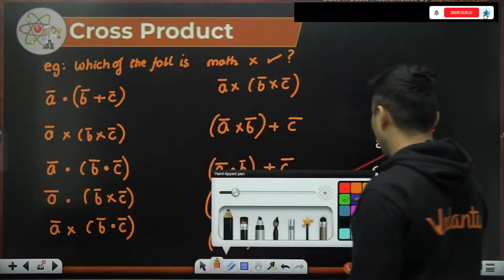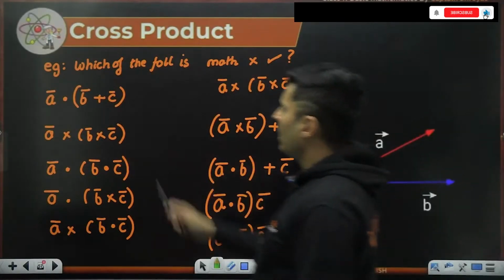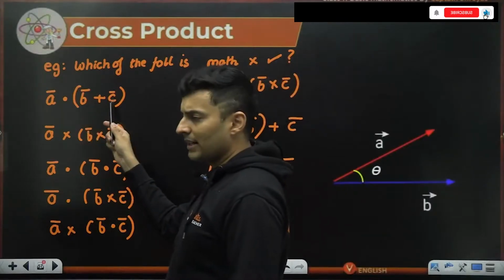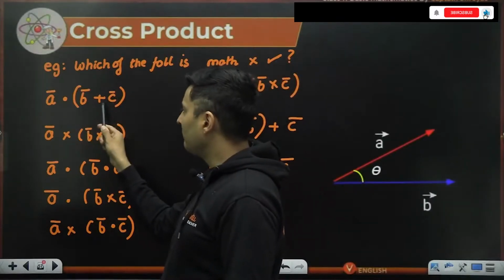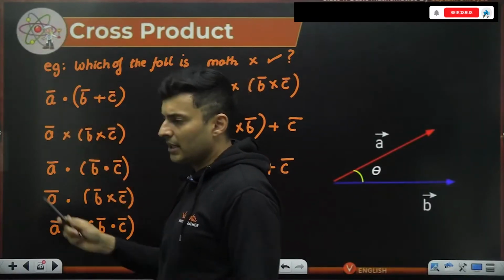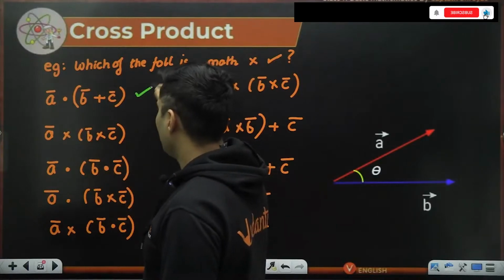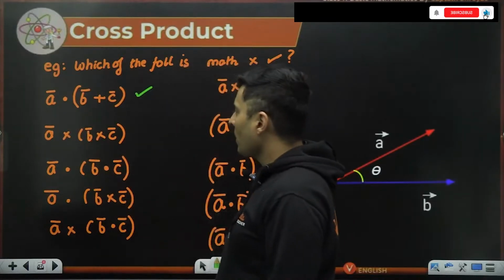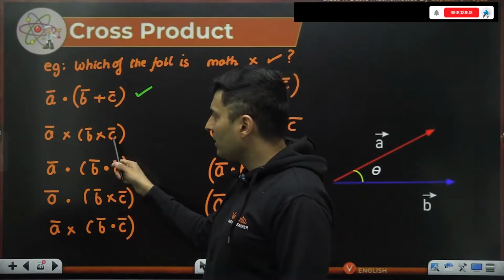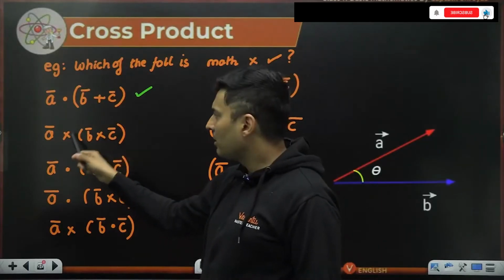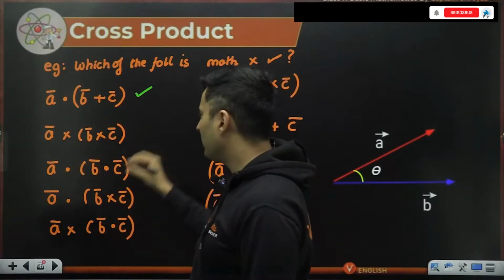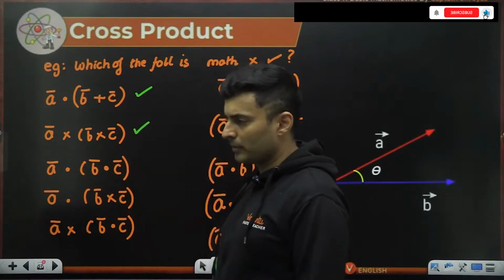Okay, let's see which of the following is mathematically correct or wrong. Let's start with the correct ones first. I take a vector, add it with a vector. This is also a vector. Vector dot producted with a vector is perfectly fine. I take a vector multiplied with a vector, I'll get a vector. I can do that. It is allowed.